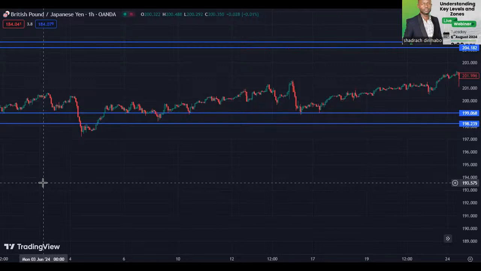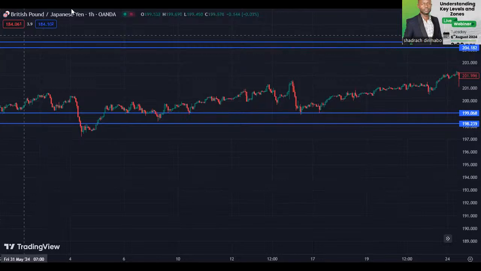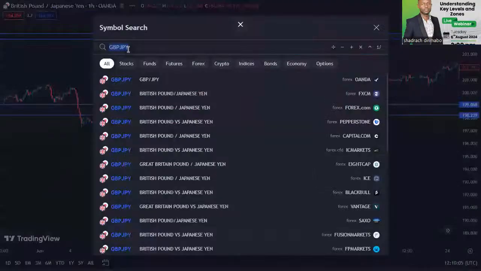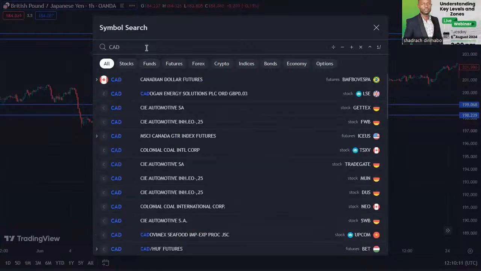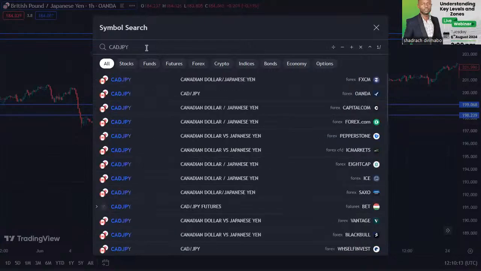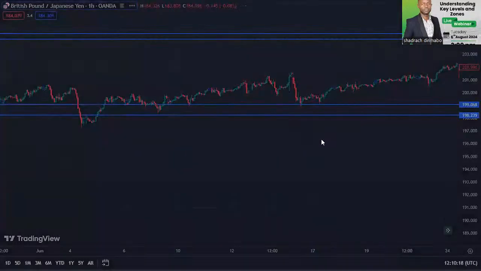So that is how to run this. Just one more example. Let's take another pair. You can take CAD JPY. Let's look at CAD JPY.